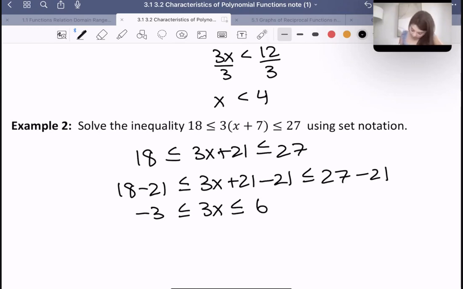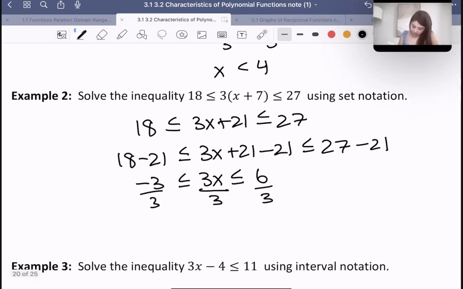Then we're going to divide all sides by 3. And notice I'm not saying both sides by 3. I'm saying all sides by 3 because there are 3 sides here. Normally with an equality sign, we just have 2, so we could just say both sides. In this case, we have 3, so it's all sides as opposed to both. Okay. So then we have negative 1 less than or equal to x less than or equal to 2. And that's our final answer. Very good.